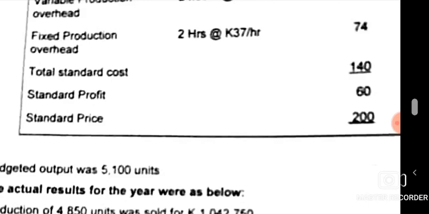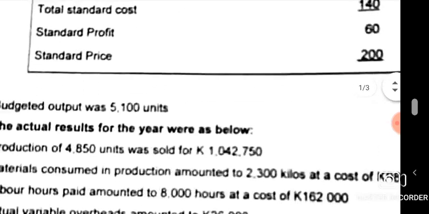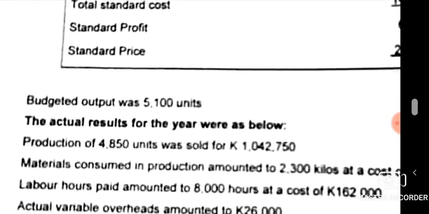This standard price is equal to 200. That's sales. Please take note of that. It wasn't stated clearly for people to easily pick it. That's your sales price per unit, and we will need it in the variance calculations. Please take note of the standard profit as well. We need it in the sales calculations too. We also need the units, because when you're looking at sales variances, mostly they're looking at the units, both budgeted and actual. Please take note of those two, 51 and 4850.